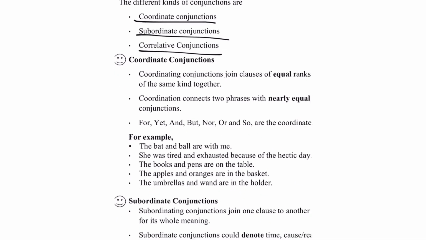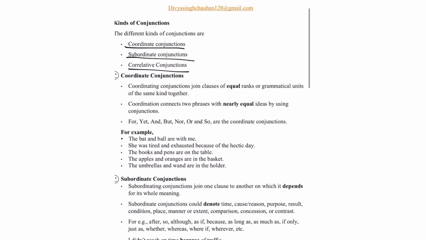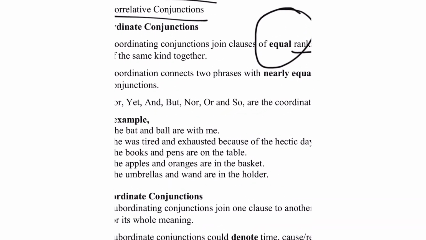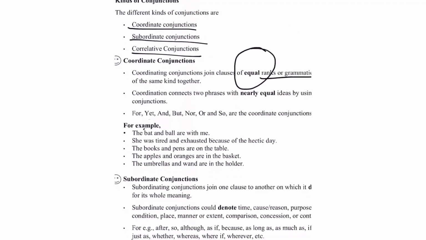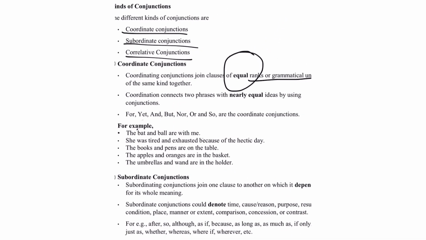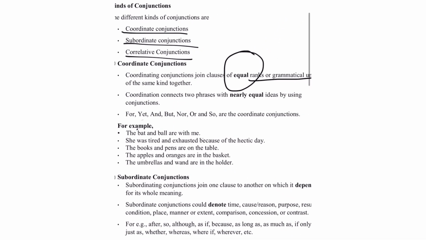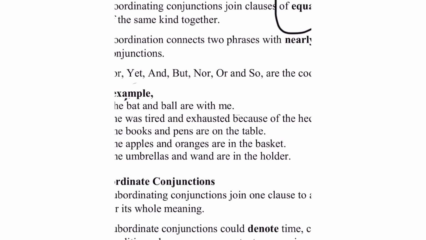Coordinate conjunctions are actually those conjunctions which work on equal ranks or grammatical units. Say, for example, the bat and the ball are with me. You can easily see that both of them are correlative, right? Then coordination connects two phrases with nearly equal ideas. So nearly equal ideas means that both things are correlative of each other.